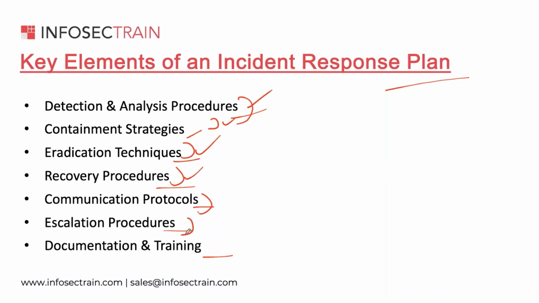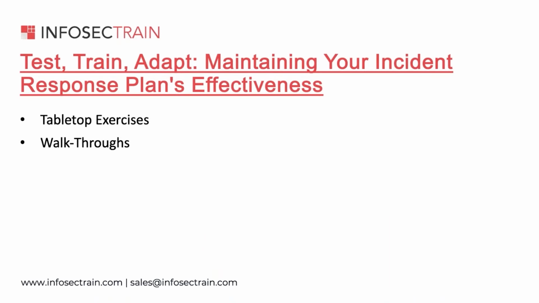Then there is going to be your escalation procedure, that is, how to escalate an incident to senior management or to law enforcement. Okay, and then there is going to be documentation and training. So maintaining the record of the incident and providing training for your response team is going to be important. Now, when we talk about training, it reminds me of test, train, adapt, which means maintaining the effectiveness of your incident response plan is very important.